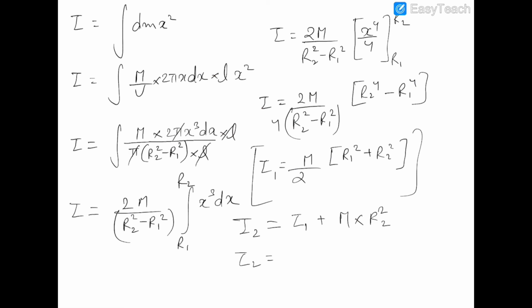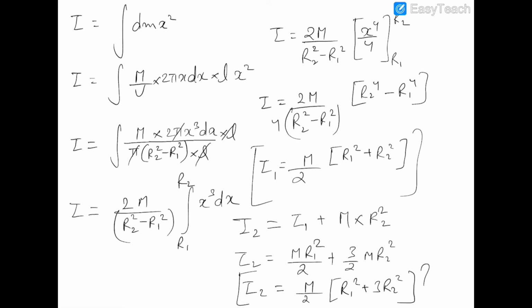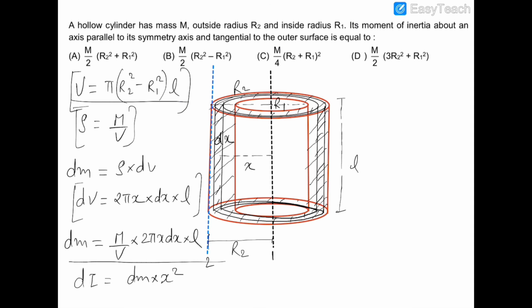So I2 will be equal to m r1 square by 2 plus 3 by 2 m r2 square. So I2 will be equal to m by 2 is common, r1 square plus 3 r2 square. So this is the correct answer. So the correct option will be option number D.